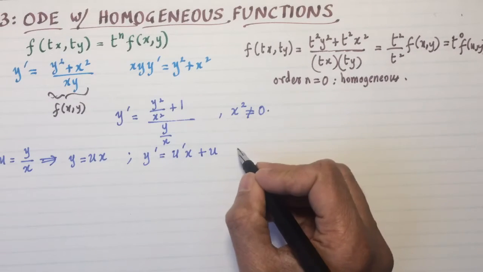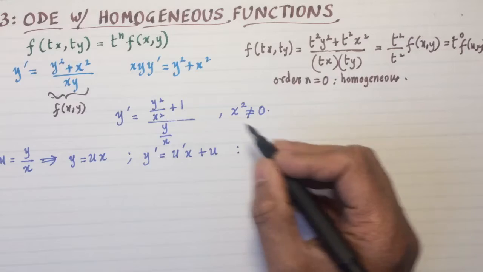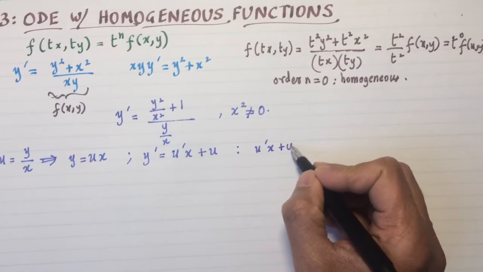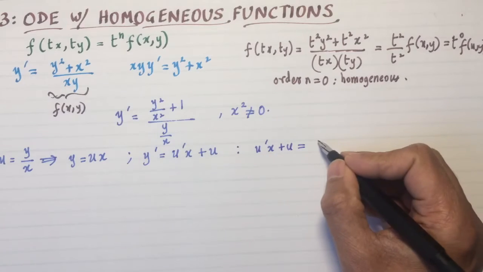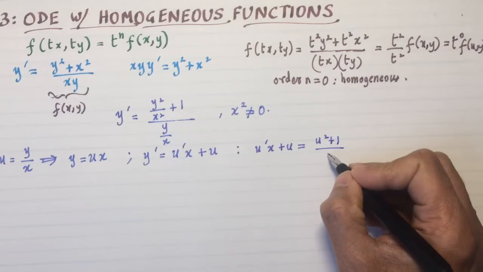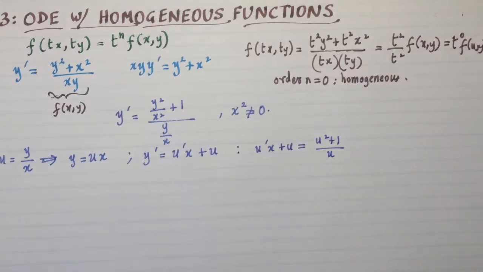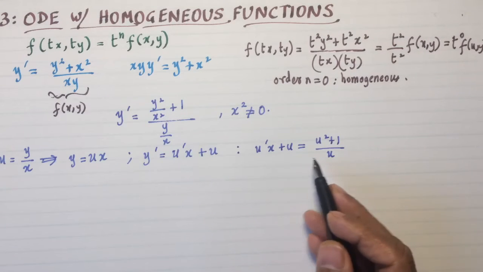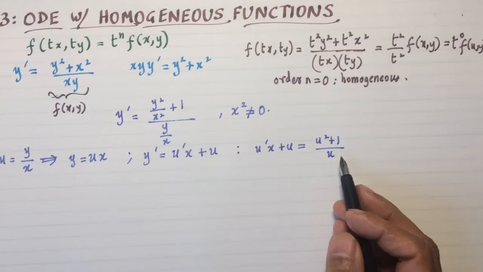So let me rewrite this whole differential equation. Left side is u prime x plus u, and the right side is u squared plus 1 over u. This might not seem to be drastically different than the original differential equation, but watch and see. This actually becomes very simple to solve.